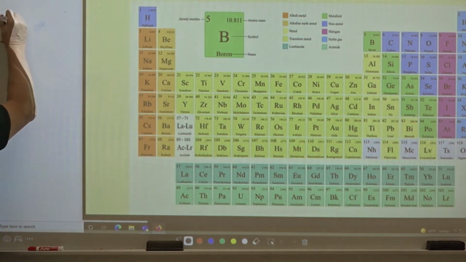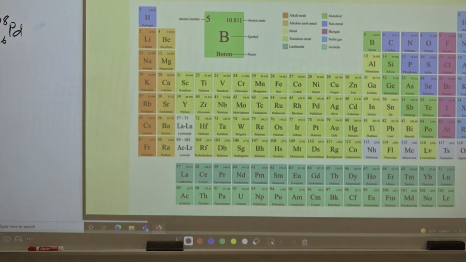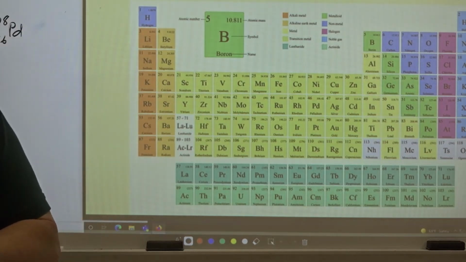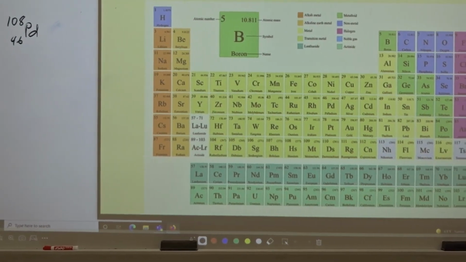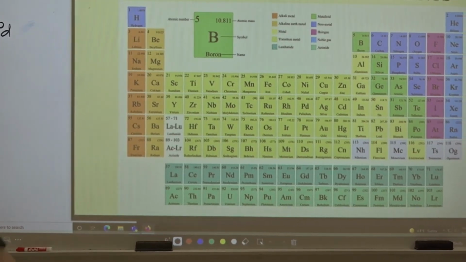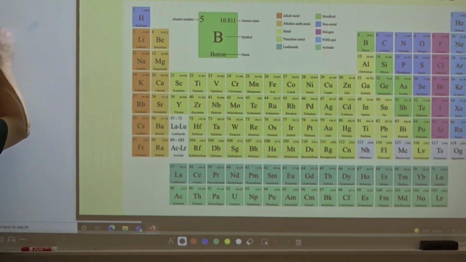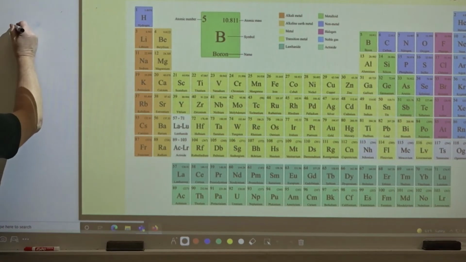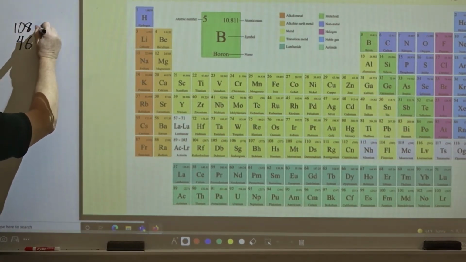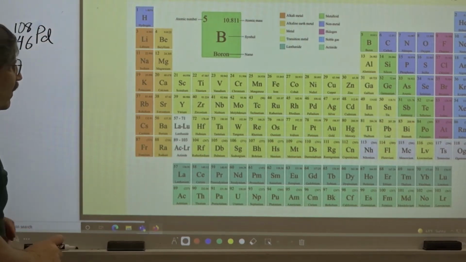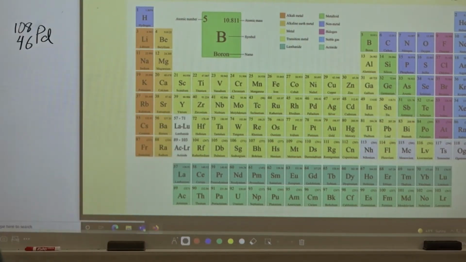If we have 108 as the atomic mass number of this isotope, oops, and I will move this over a little bit so you can see it better. Make sure that you can see that okay. There you can.